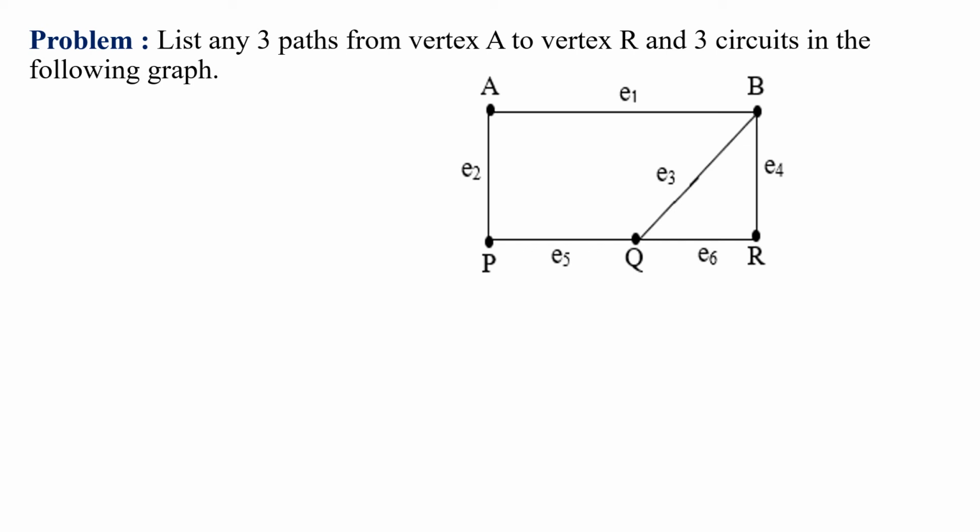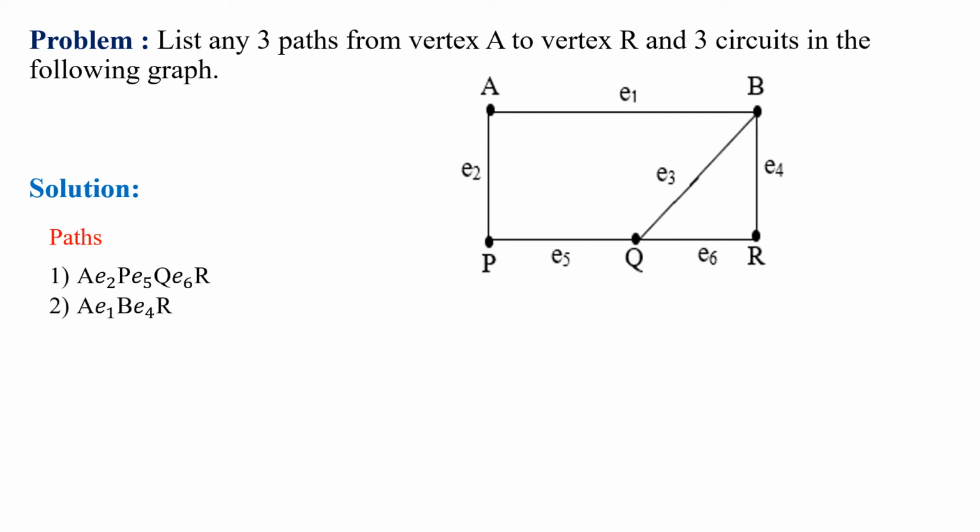Problem: list any 3 paths from vertex A to vertex R and 3 circuits in the following graph. Here see the graph with 5 vertices A, B, P, Q, R and 6 edges E1, E2, E3, E4, E5 and E6. Now we have to form 3 paths from A to vertex R. Solution: the first path is A, E2, P, E5, Q, E6, R.